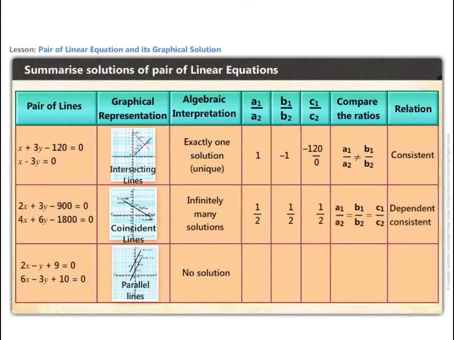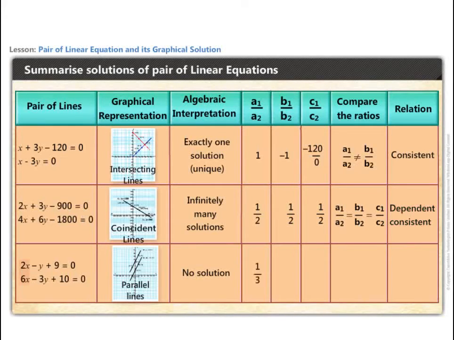Take the second set of linear equations in two variables. We observe that a1 by a2 is equal to b1 by b2, that is equal to c1 by c2, in the case of a pair of linear equations which has infinitely many solutions or is a dependent, consistent pair of equations.